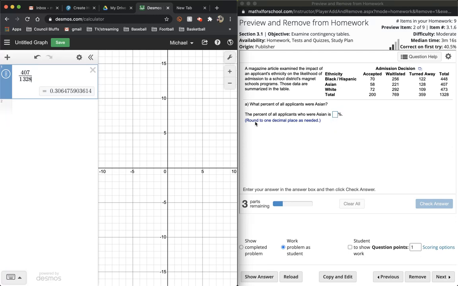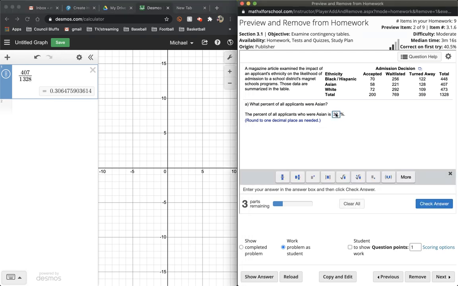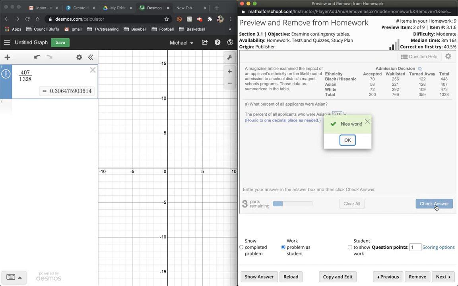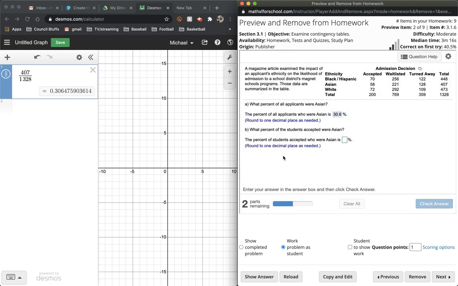And we want to put the answer as a percent. And as it says here, we want to round it to one decimal place. So if I convert this to a percent by moving the decimal point two places over to the right, this is going to be 30.6%. Part B, what percent of the students accepted were Asian?